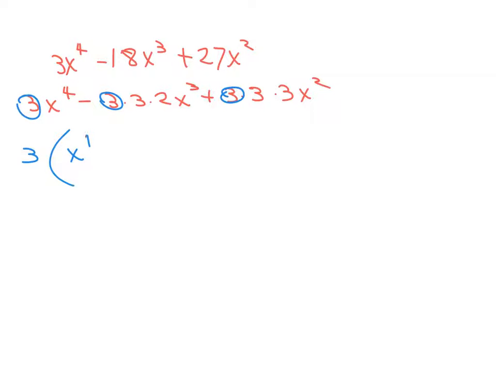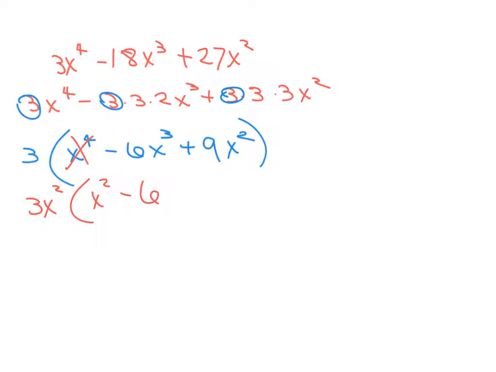And I'm left with that. Now let's look and see what else I can pull out. I've got 4 x's there, 3 there, and 2 there, so the most I can pull out is 2. And that leaves me with an x squared here. That leaves me with an x there, because I pulled 2 of them out.